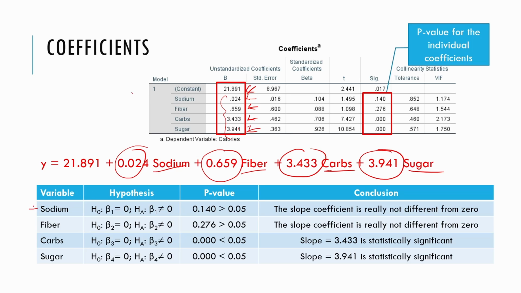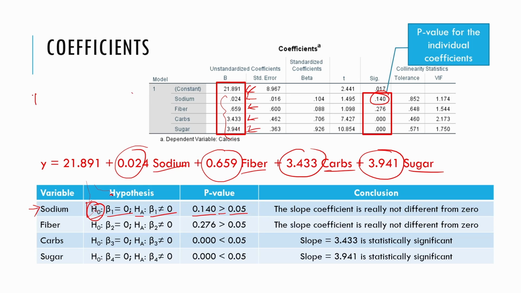So for example, the sodium variable, what is the hypothesis? So this is the hypothesis. Null hypothesis is beta 1 is equal to 0. Alternate hypothesis is beta 1 is not equal to 0. And what is your p-value? P-value is 0.140. This one. This is greater than 0.05. So therefore you cannot reject the null hypothesis.